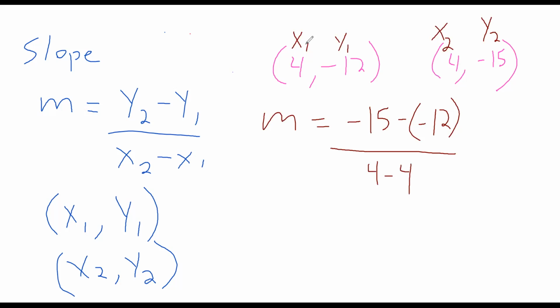Wait a minute there. What are you going to get on bottom? 0. On top, you'll get negative 15 plus 12, which becomes negative 3, but I'm not as worried about the top anymore. On bottom, I'm going to get 0. And what's one of our big no-nos in math? You can't divide by 0. Exactly.